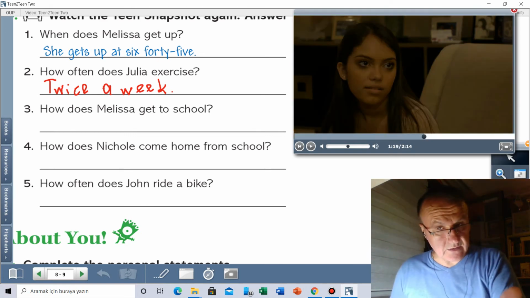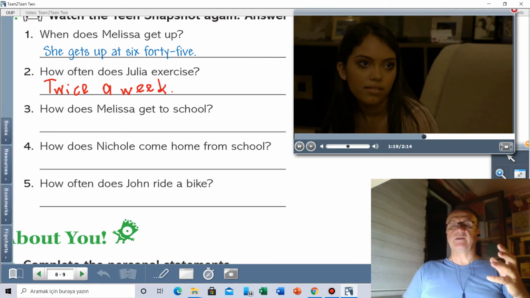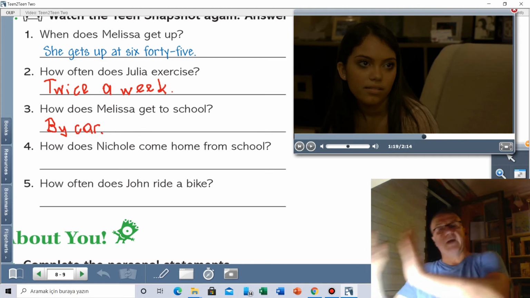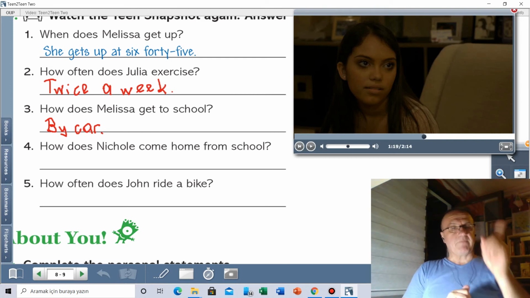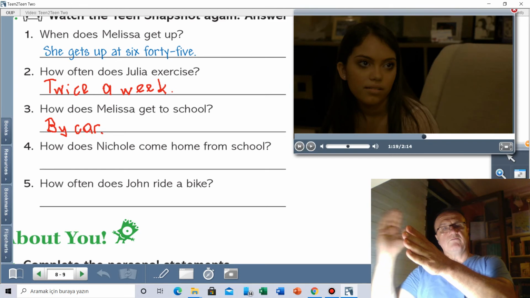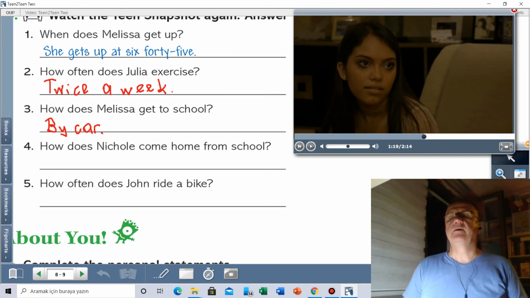Yes. She goes by car. You can write a short answer if you wish, like this: by car. Or you can just say Melissa gets to school by car. That's the long answer. By car, short answer. Yes. Let's go to the fourth question.